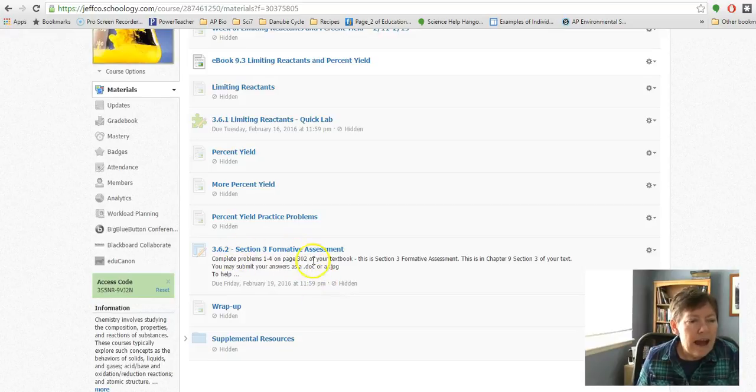And then the last are some problems, and these are in your book on page 302. There's just 4 of them. And remember, you can never have percent yields or actual yields that are greater than 100%. That's my biggest thing to tell you to watch for there. Other than that, this week should be fairly easy.